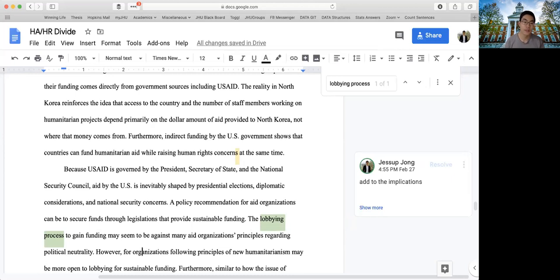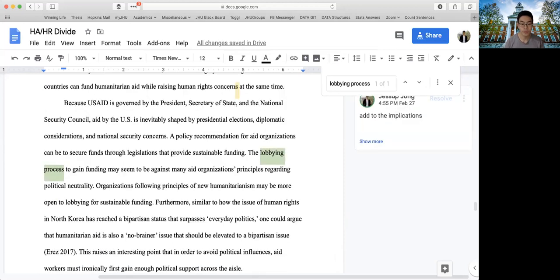I have another sentence that starts with "however." Taking that out again and saying organizations following principles of blah, blah, blah. Okay? And then I say issues should be elevated to a bipartisan issue, but how? They should be elevated through extensive lobbying. That's what I'm saying.